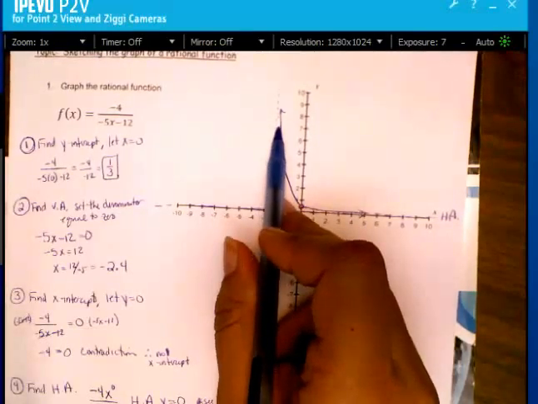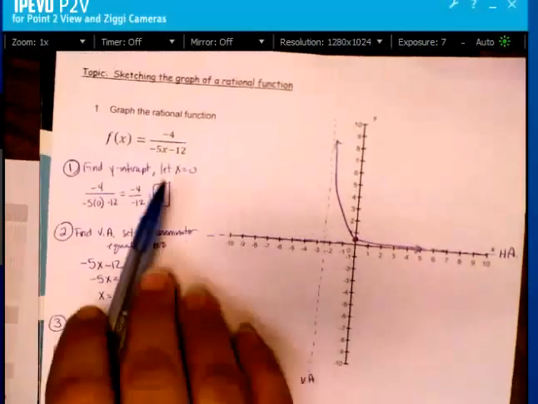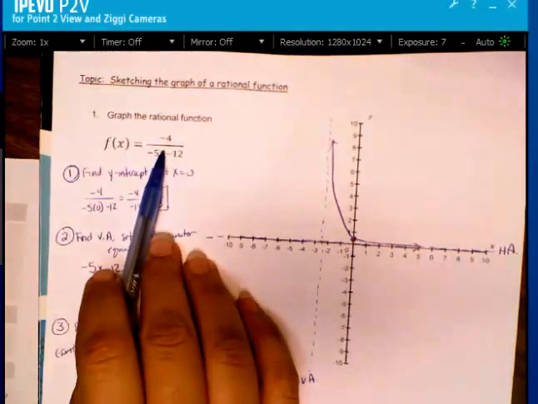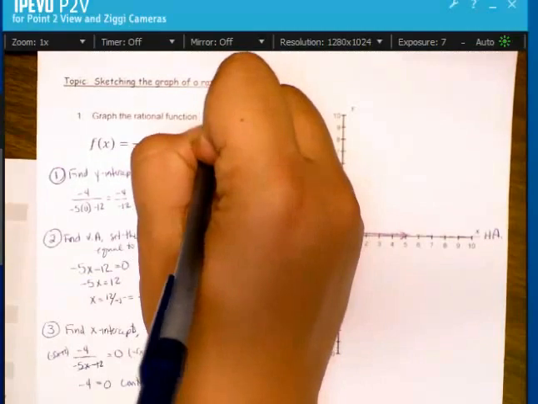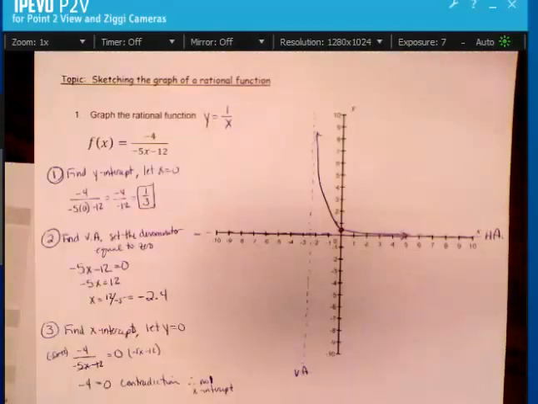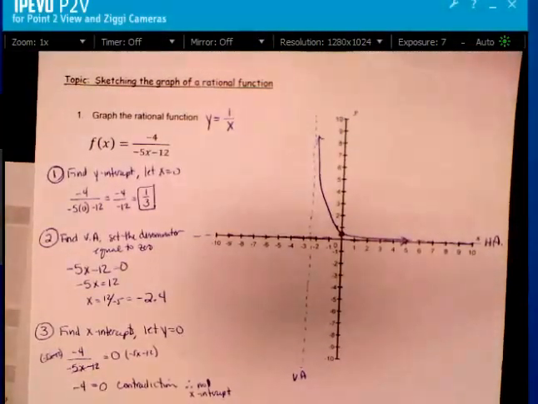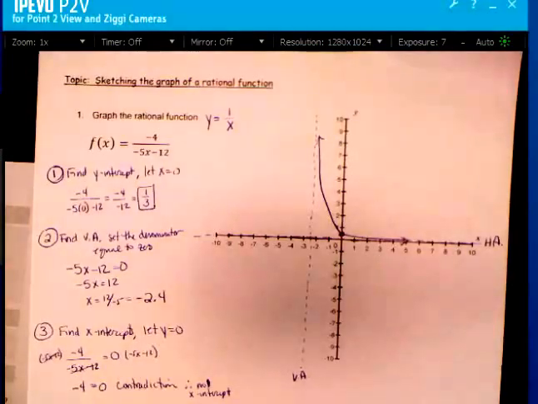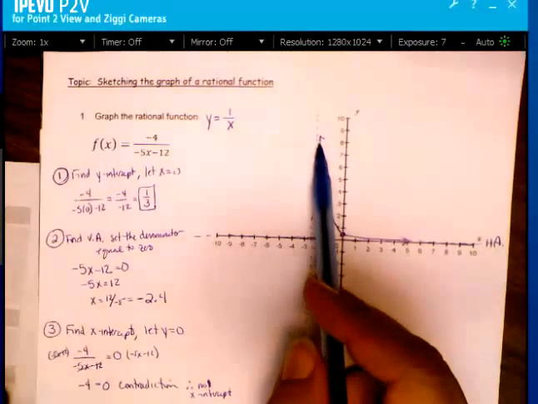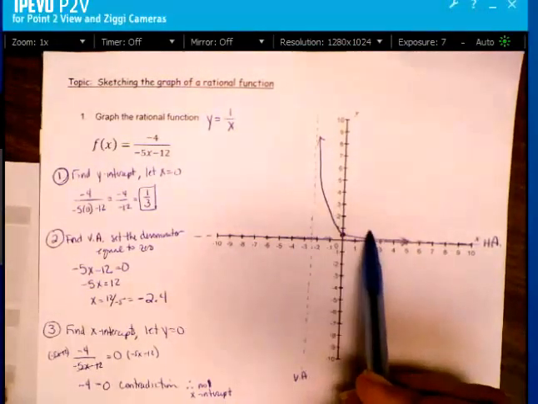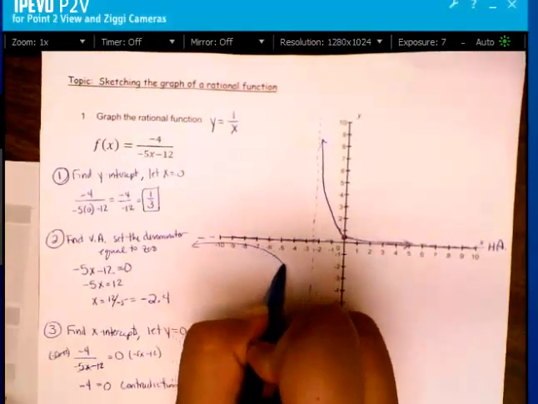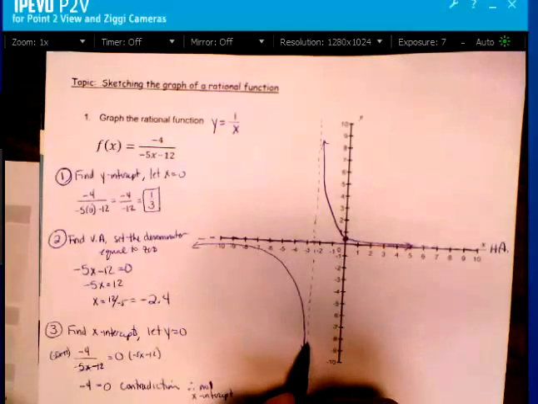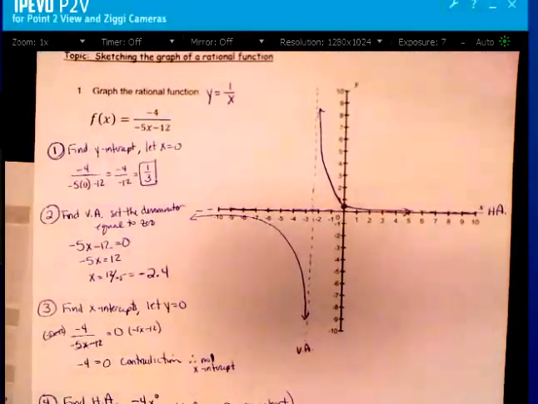Because of our toolbox function, notice that there's just one x in the denominator, that means that this toolbox function is 1 over x. And if we look at that toolbox function, remember one side was in one quadrant and the other side was over in this quadrant here. Okay, so there is our function.